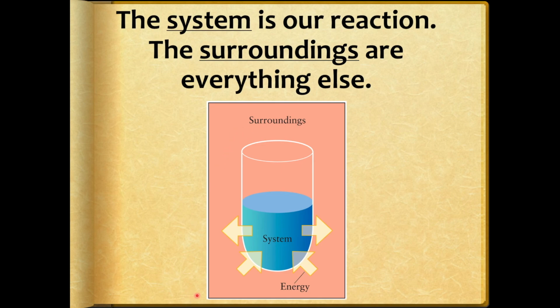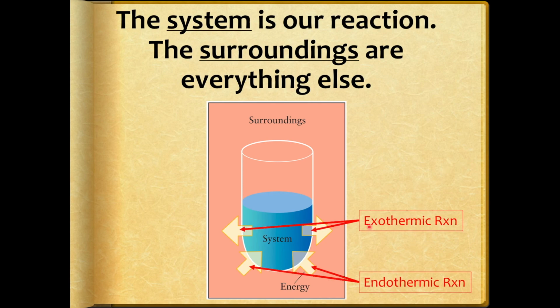So if heat goes into the system, it is known as exothermic. Now if heat goes out of the system, it is known as endothermic. This is what you need to know for the test. Alright? I told you about temperature and heat, so I could tell you about this. Okay? So exothermic reactions are heat leaving the system, and endothermic reactions are heat entering the system. Okay?